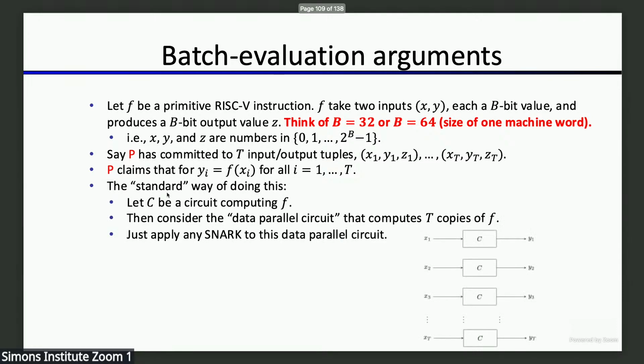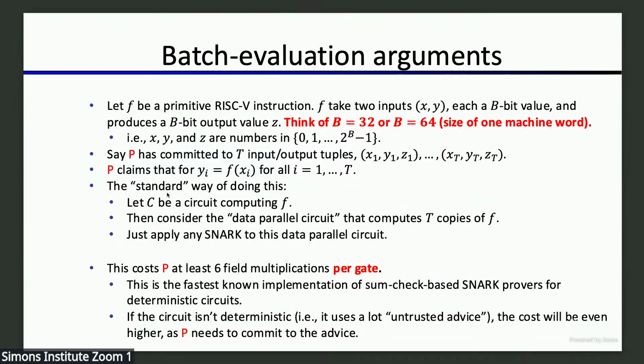All right, so the standard way to prove this, basically what every ZKVM other than Jolt does today, is they take a circuit that computes F and repeat it T times. What is the z_i comment? Is it z_i equals F of x_i, y_i? Yeah, there's a typo, sorry. The claim is that for each i, z_i is F applied to x_i comma y_i. So x_i, y_i are the inputs to the ith copy of F, and z_i is the claimed output. So you just apply a SNARK to this giant data parallel circuit, T copies of the same little subcircuit.